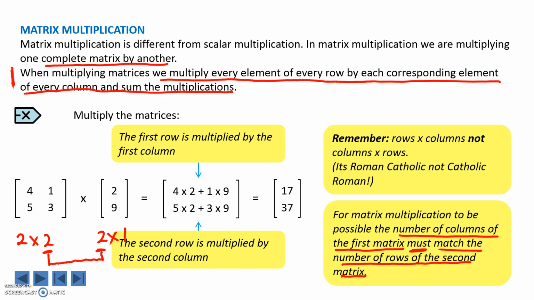Alright, so the first row is multiplied by the first column when we multiply matrices. What does that actually look like? Here's our first row, so it's going to be 4 times 2, and then we go across the row and down the column, and we add these things together. So it's 4 times 2 plus 1 times 9, and we come up with our number being 17.